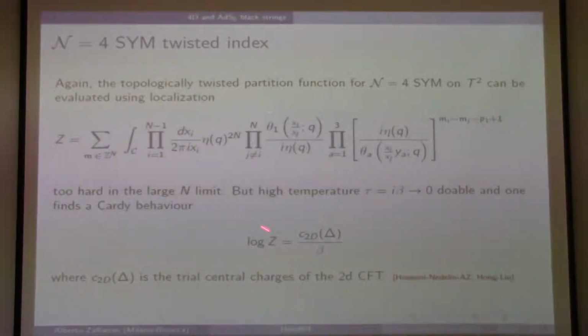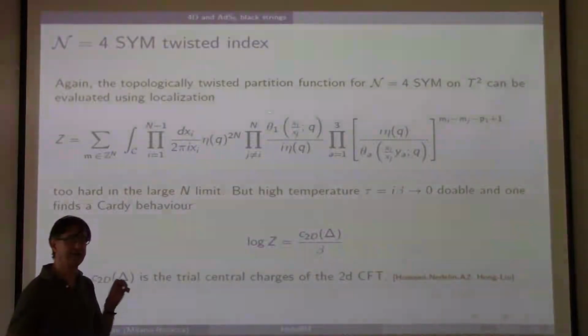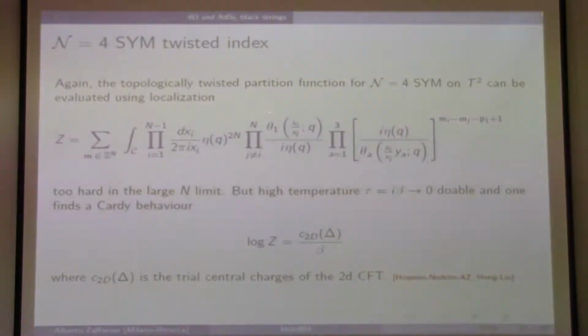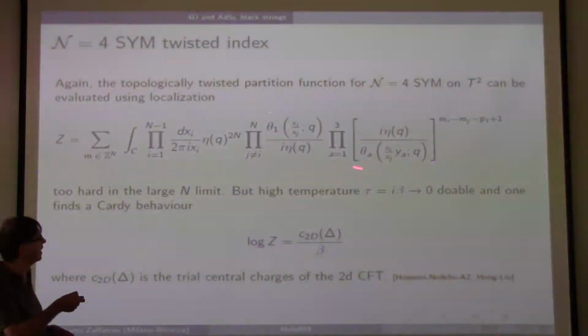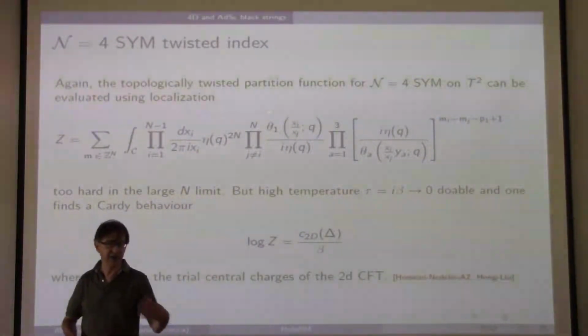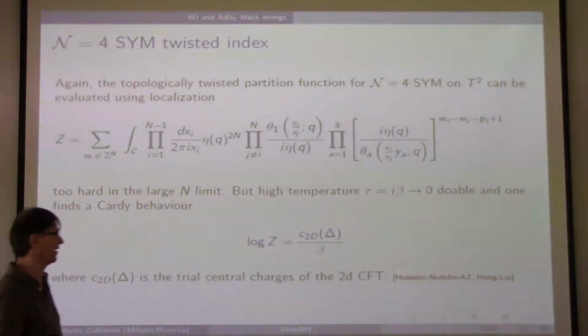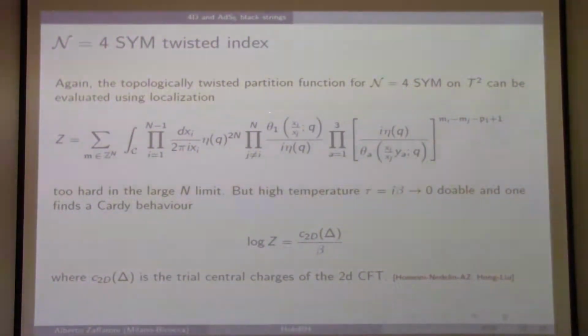The method is similar in the high temperature limit, and what you indeed discover is that the log of Z behaves as 1 over beta, where beta is this fictitious temperature, and the numerator is precisely the central charge of the two-dimensional conformal field theory. It's not only the central charge, the real central charge, but if you introduce chemical potentials as before, you precisely get the trial central charge, the object that you typically define depending on a symmetry, and you extremize to get the right figure. So you get a Cardy behavior in this case, which is what you expect.